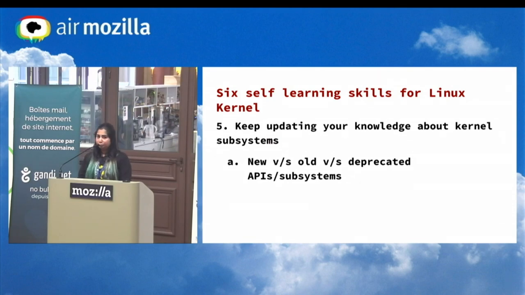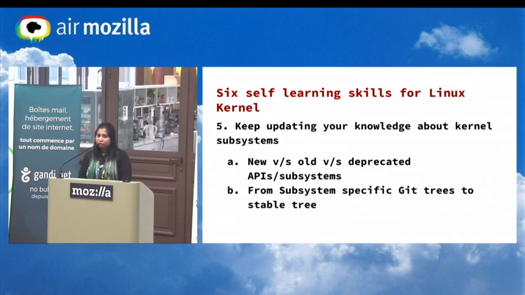Fifth is keep updating your knowledge about kernel subsystems. So again, if you are working in a certain subsystem and you are going to do a certain change which affects tree-wide, which requires you to contribute to tree-wide files, then it's important to know if this API is preferred over there or not, if it's deprecated, and if you can also make that code better in a way that it's useful for everyone.